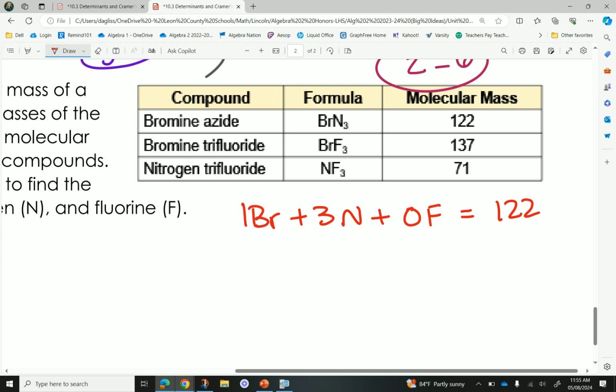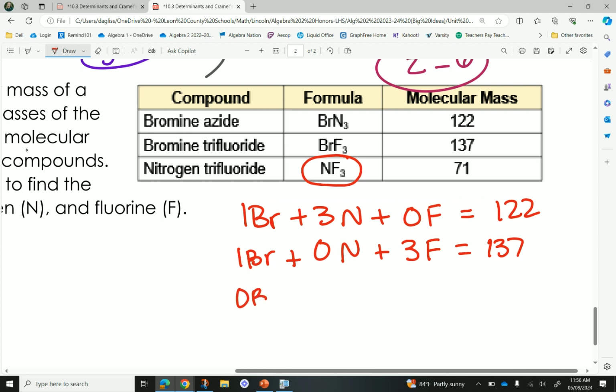It's a 1Br. Our next one has 1Br again, right? It has no nitrogens, and it has 3 fluorines to equal 137. And then this one doesn't have any bromines. It has 1 nitrogen, and it has 3 fluorines, and it equals 71.